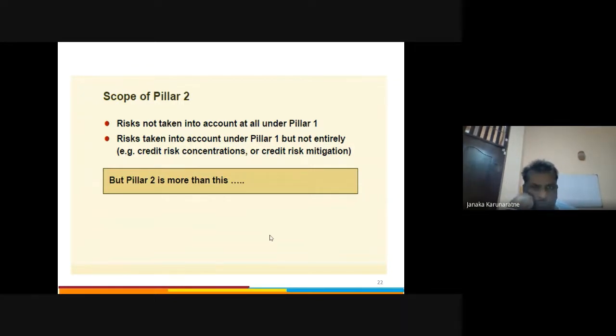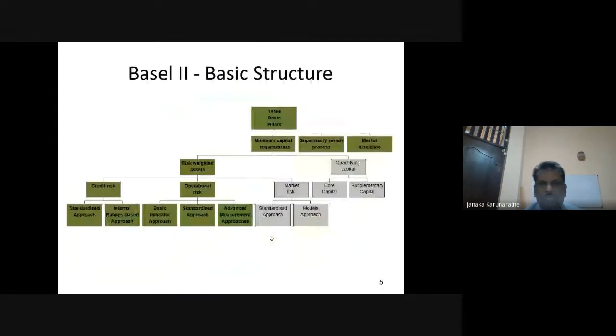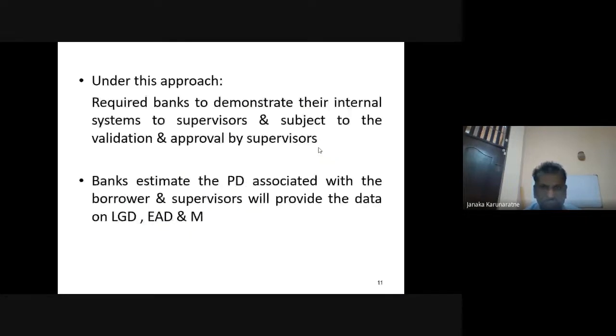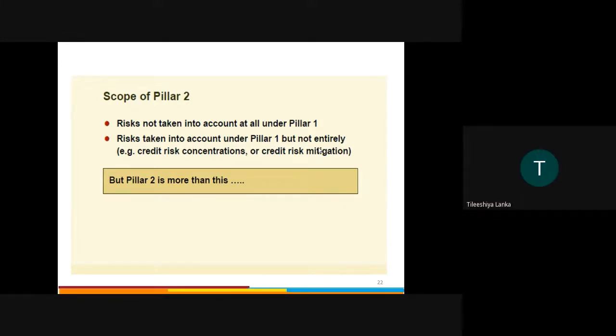What is pillar two? If you go back to your slide, what is pillar two? Supervisory review process. Pillar one is the minimum capital requirement, which we discussed in detail, with different methods, and then we come to pillar two, the supervisory review process. So what is the idea of pillar two? It covers risks not taken into account at all under pillar one. So what are the risks taken under pillar one? Credit risk, market risk, operational risk.